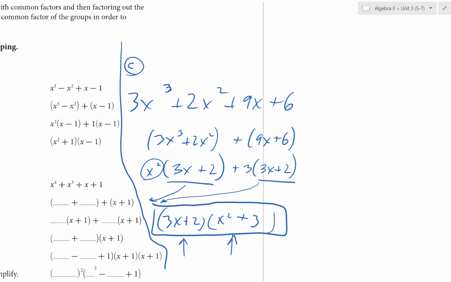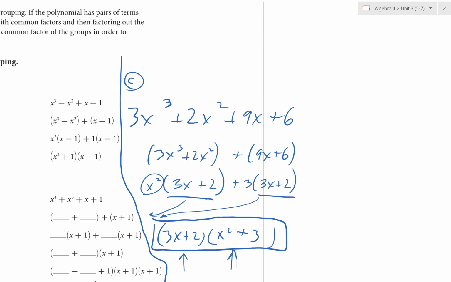Why isn't it 3x plus 2 squared if you combine the two of them? We didn't combine them, we just pulled them out as a common factor. So now notice that if I do the distributive property, if I multiply 3x plus 2 times x squared, that would give me that. 3x plus 2 times 3 would be the same as that.